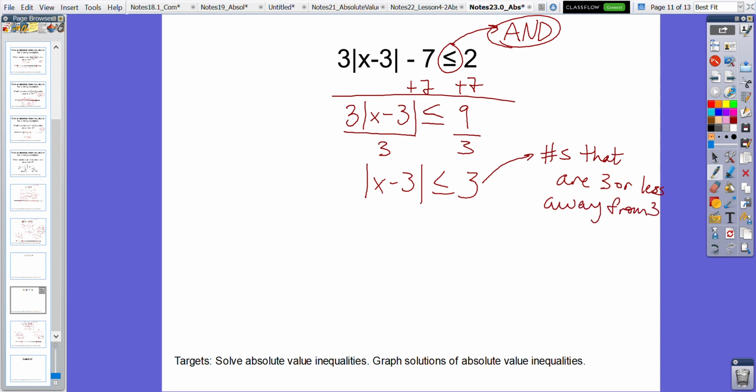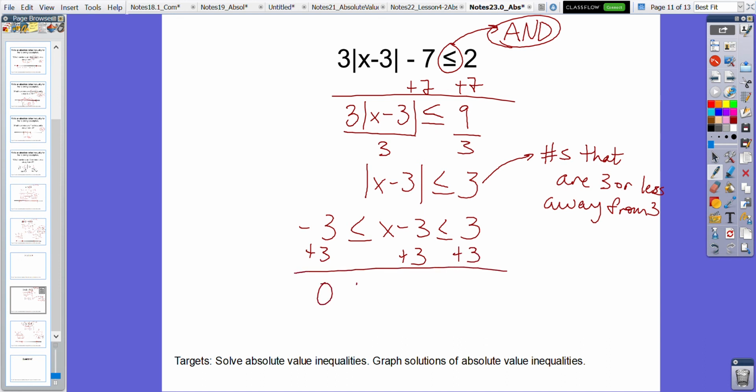Well, then you're thinking, well, that's going to be easy because that's going to be 0 and 6. Let's just double check here to make sure. So I get x is, oh, I want to do an AND inequality. That's right. So that means I got to set it up where I have positive 3 and negative 3 on both sides. So negative 3 less than or equal to x minus 3 less than or equal to positive 3. If I go ahead and add 3 to all 3 parts of my inequality, I end up with, hey, what do you know? 0 less than x less than 6.